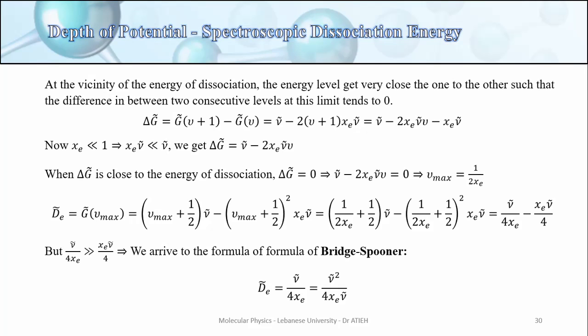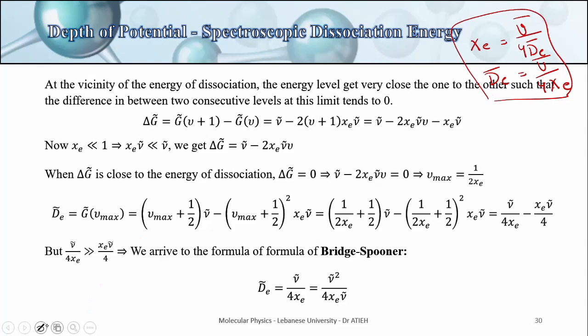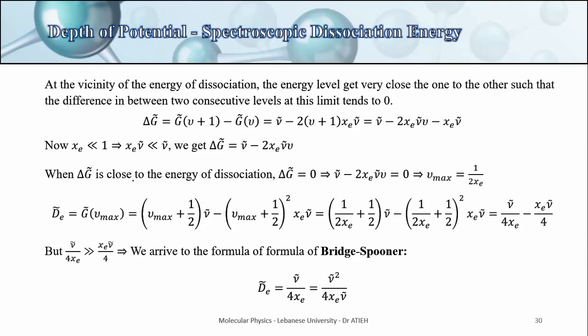Now in this slide, we are going to prove the formula of Birge-Sponer. So we have seen earlier that Xe is equal to nu bar over 4 dE bar. So here I'm going to just prove dE bar is equal to nu bar over 4xe. So I'm going to prove this formula. In the vicinity of the energy of dissociation, the energy levels get very close to one another, such that the difference between two consecutive levels at this limit tends to 0.